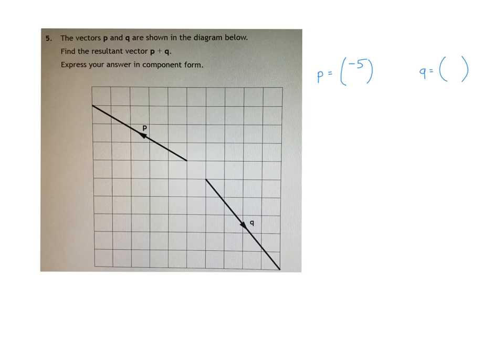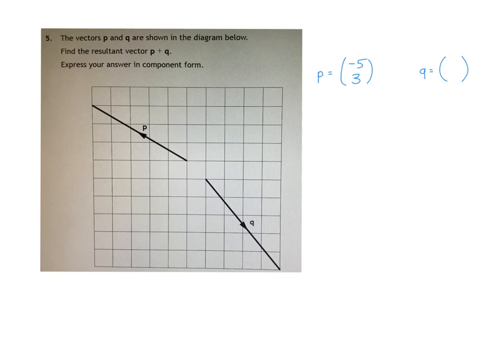Then we are looking at the y, so we've gone across to here, and we're going up 3. Up is the positive direction, so that means it's going to be plus 3. So P is minus 5, 3. Remembering that you're following the direction of the arrow.